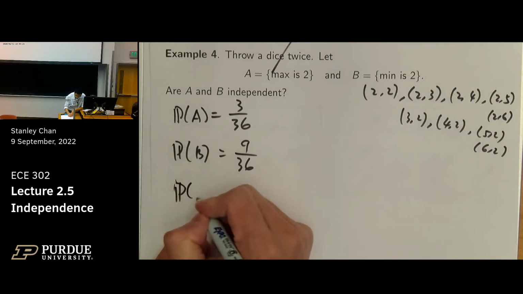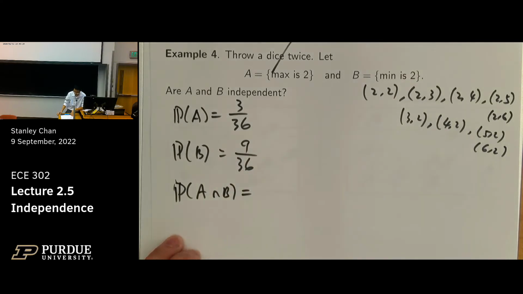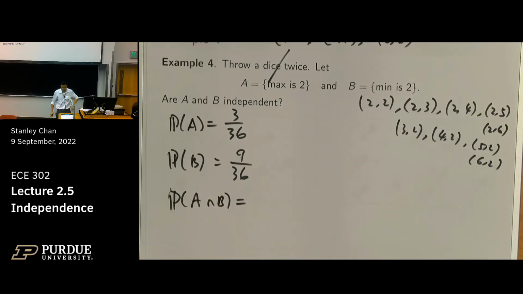The probability of A intersect B will be, what would be the intersection?